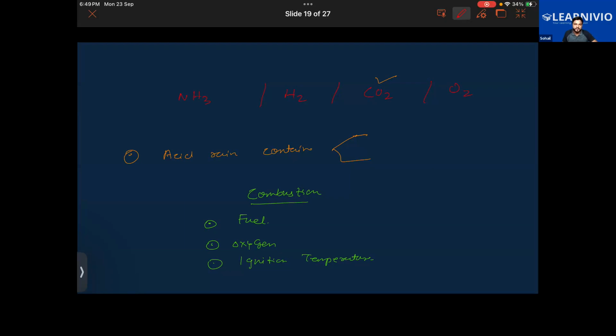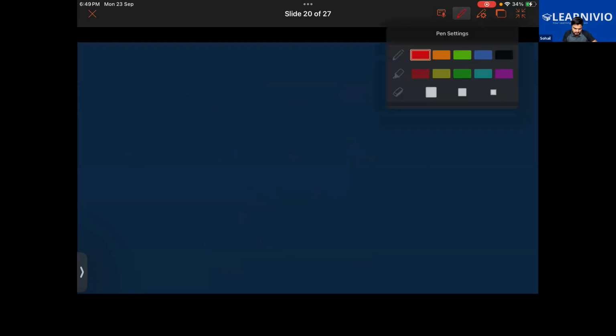It has a high ignition temperature. No, that's obviously not the reason. Should I repeat the question? The question was why some of the fuel upon burning does not give a flame. Like coal upon burning, it does not give a flame. What is the reason behind that?